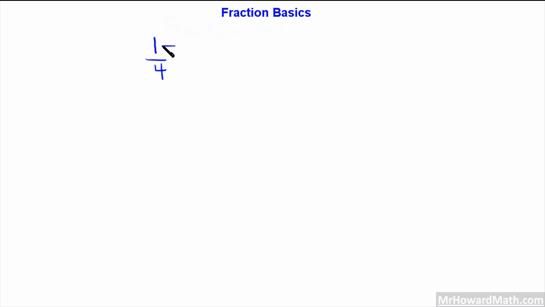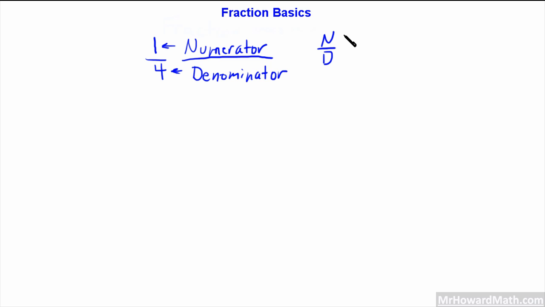You have the top part, which is our numerator, excuse my handwriting, and the bottom is the denominator. The way I always remember this, it's numerator over denominator. This is always the case. The numerator starts with an N, the denominator starts with a D, and I just remember it's always N over D.